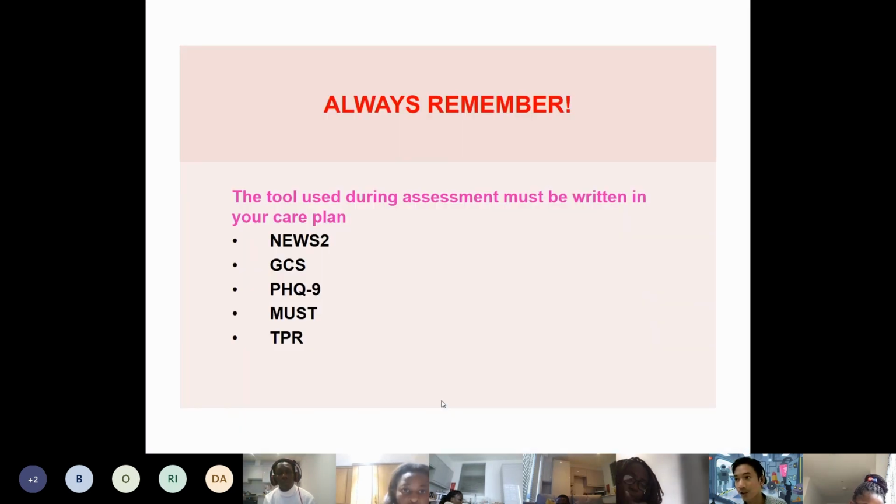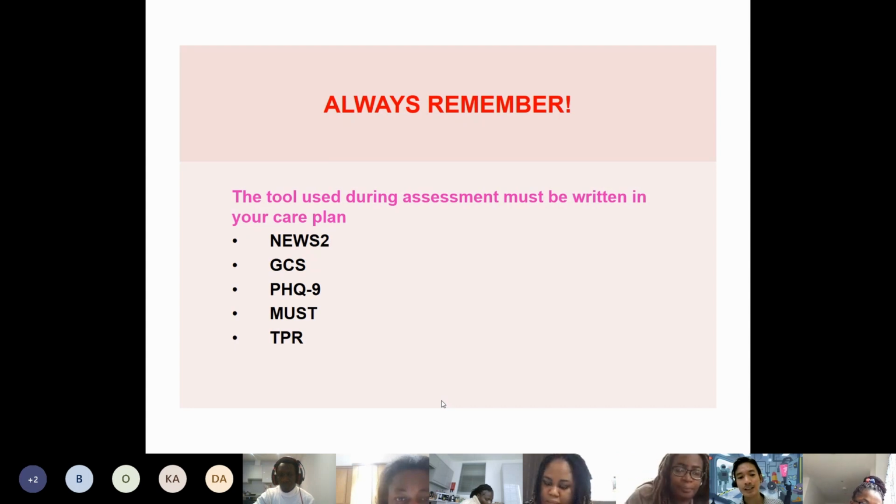Always remember this. The tool used during assessment must be written in your care plan. Let's say during your assessment you've used NEWS. I should be seeing NEWS written in your care plan. If you've used, let's say, PHQ-9, at least in one of your care plans I should be able to see the assessment tool used, that is PHQ-9. Let's say you've used MUST, and the scenario is about malnutrition. I should be able to see the MUST written in one of your care plans. If you're in the community, you're not expecting to see NEWS, but probably the TPR should be written somewhere.